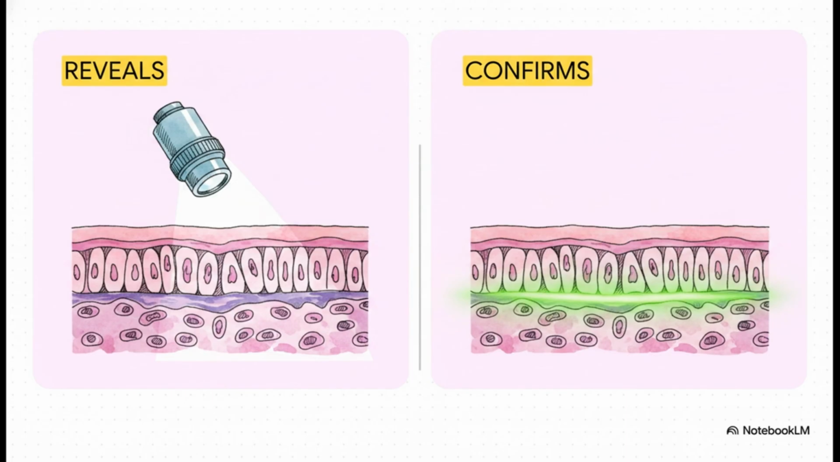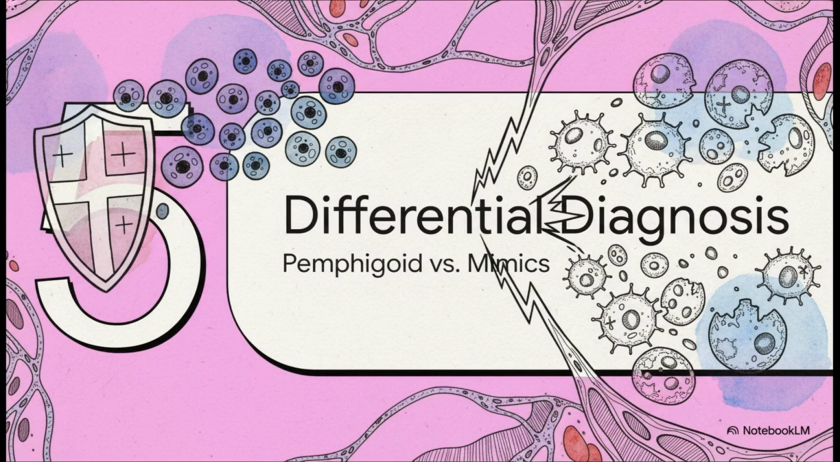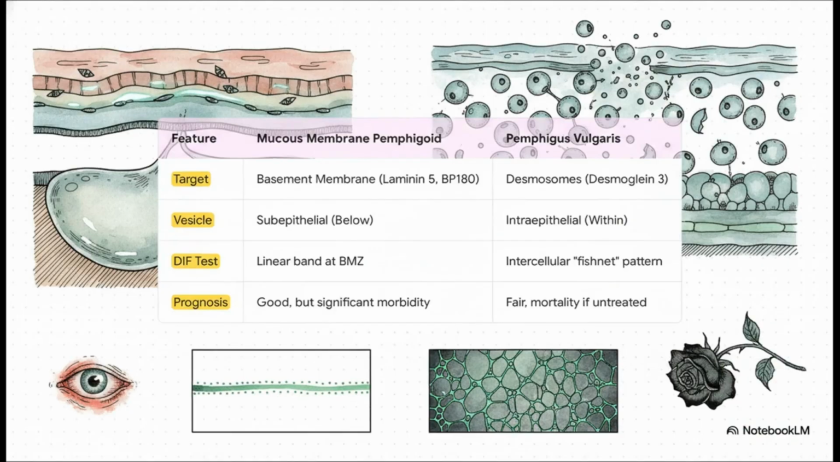It's the definitive proof. So knowing how to confirm MMP is one thing, but just as important is knowing how to tell it apart from its lookalikes. And in the world of blistering diseases, the classic showdown, the one you'll be tested on forever, is pemphigoid versus pemphigus vulgaris. They can look really similar in the mouth, but on a molecular level, they are worlds apart. This table right here, this is pure exam gold.